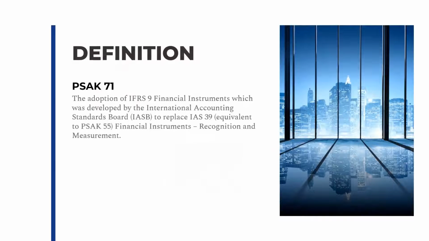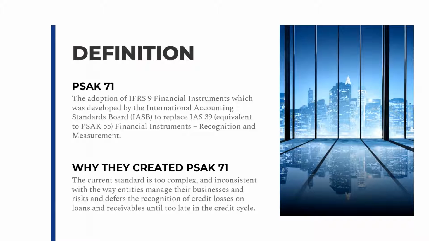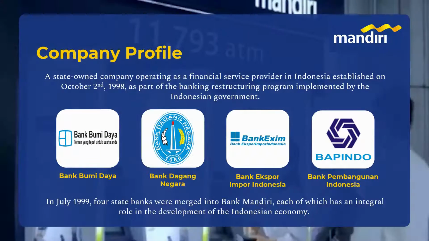And last, the new one that replaced the previous PSAK is called PSAK 71. It is the adoption of IFRS 9 financial instruments, which was developed by the International Accounting Standards Board to replace IAS 39. The reason why it was created is because the current standard is too complex and inconsistent with the way entities manage their businesses and risks, and it delays the recognition of credit losses on loans and receivables until too late in the credit cycle.